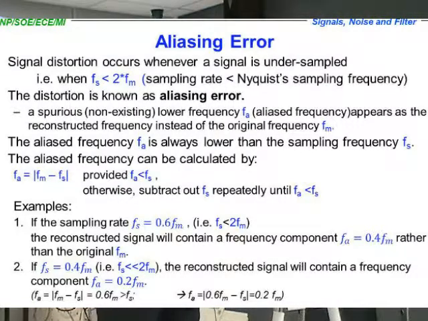That's clear. Now what happens if your sampling rate is even lower? You sample it at 0.4 Fm. Then the final result you get is not 0.6, even though Fa equals Fm minus Fs and you would expect 0.6. The answer is actually 0.2, because 0.6 is greater than the sampling frequency, which is 0.4 Fm. So you subtract away 0.4 out of the 0.6 and you are left with 0.2. So the aliasing frequency will always be less than the sampling frequency.